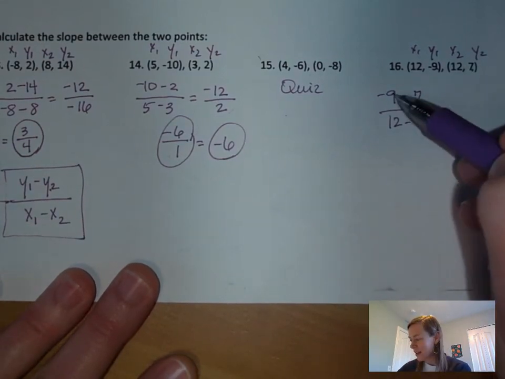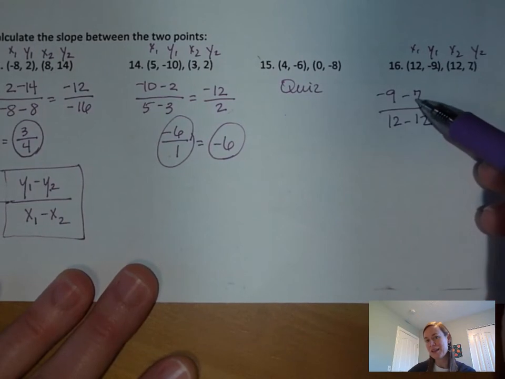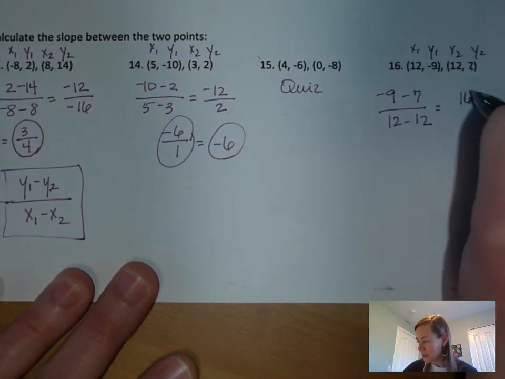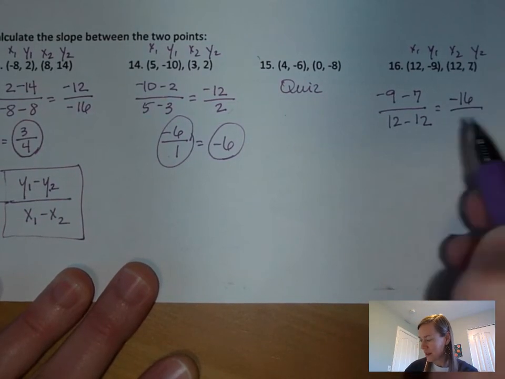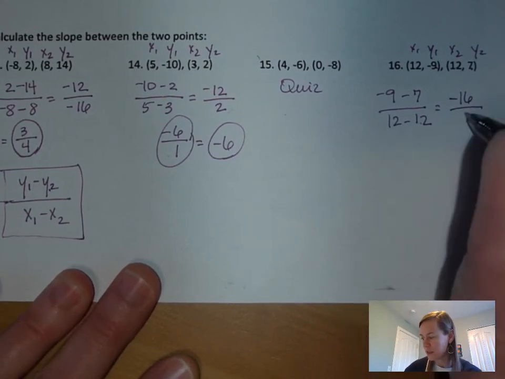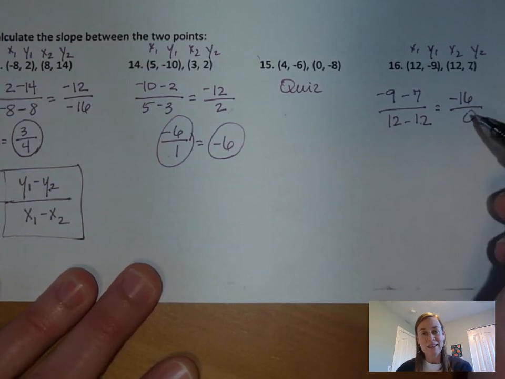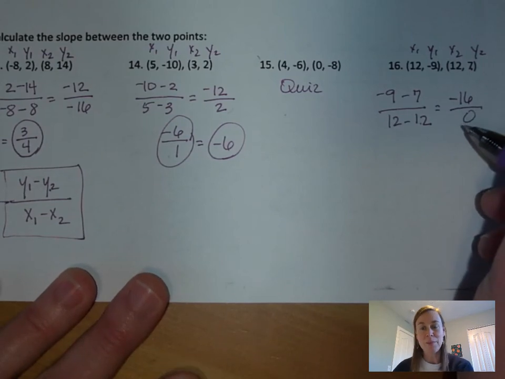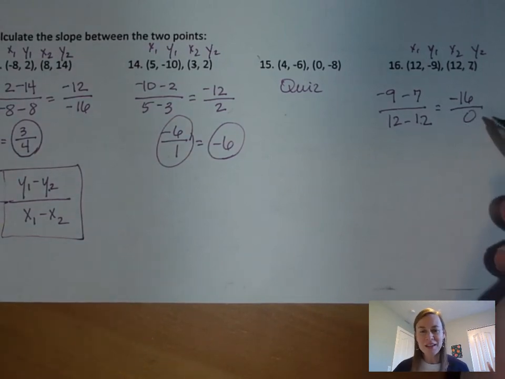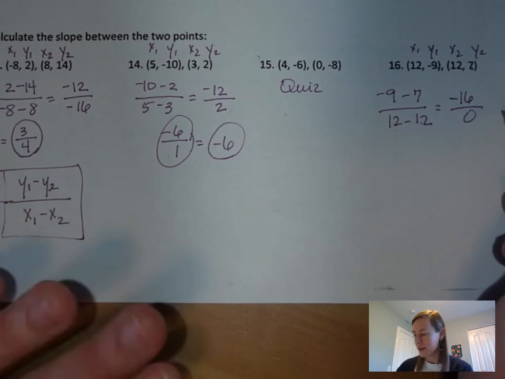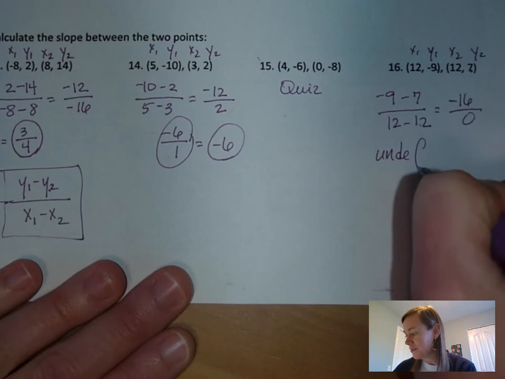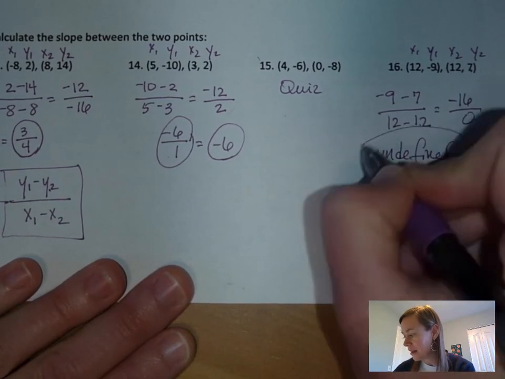Okay, negative 9 minus 7. Same signs, add and keep. So 9 plus 7 is 16, and then keep the negative. And that's going to be over 12 minus 12, which equals 0. And at that point, you see that 0 on bottom, and you know that in the world of math, 0 is not allowed on the bottom of the fraction, because you can't divide things by 0. It just doesn't work. So once you see the 0 on bottom, you're going to say undefined. And then you are done.